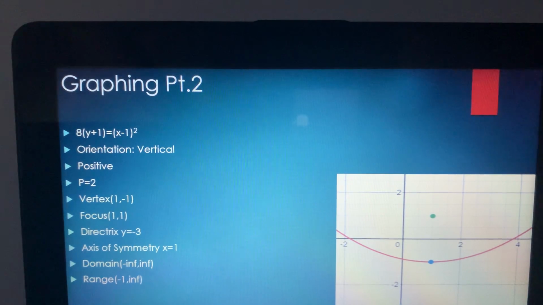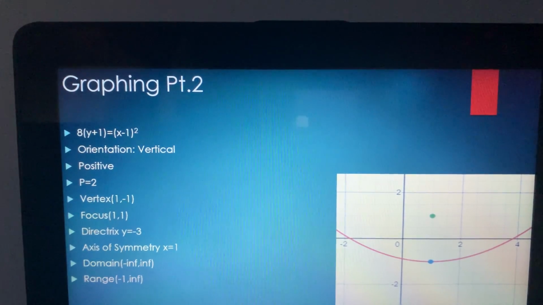Now, graphing part 2. Let's look at the graph and find the equation. So we look at the graph, we see that the vertex is 1, negative 2. Or, it is 1, negative 1. So we know that h is going to be 1 and k is going to be negative 1. So you know it's going to be y minus negative 1, which is y plus 1, and x minus 1.